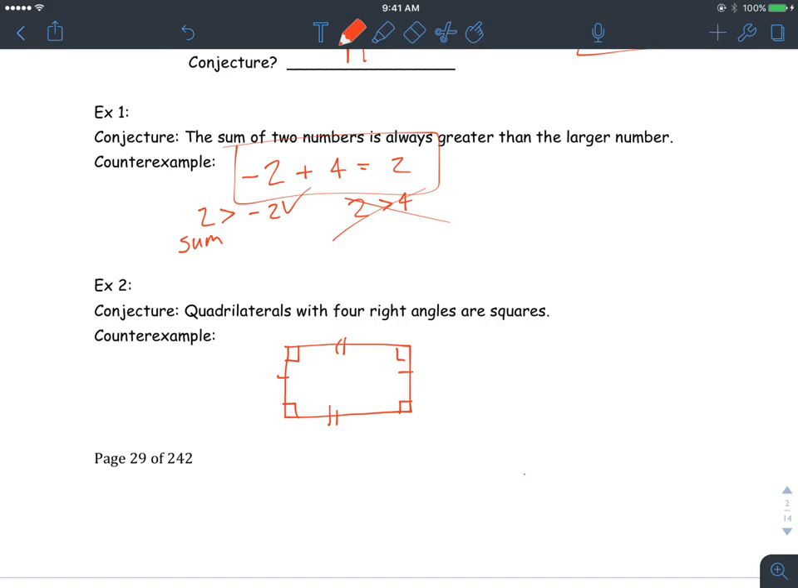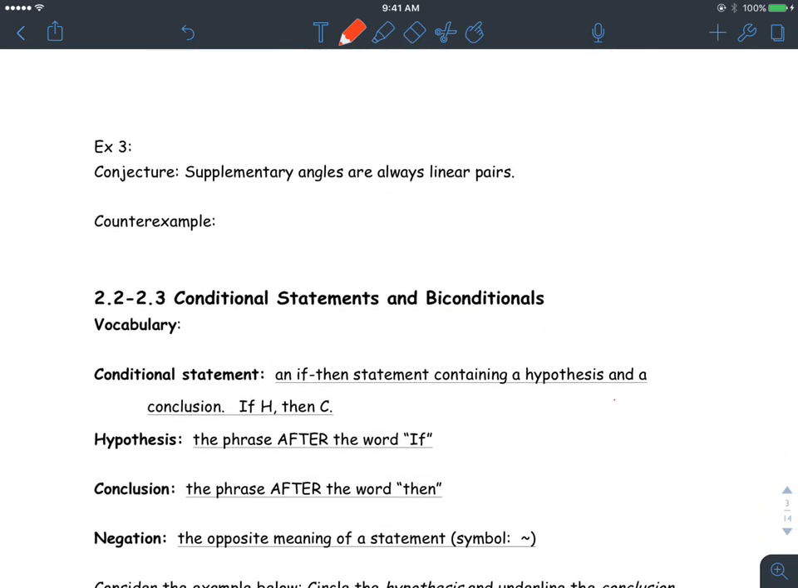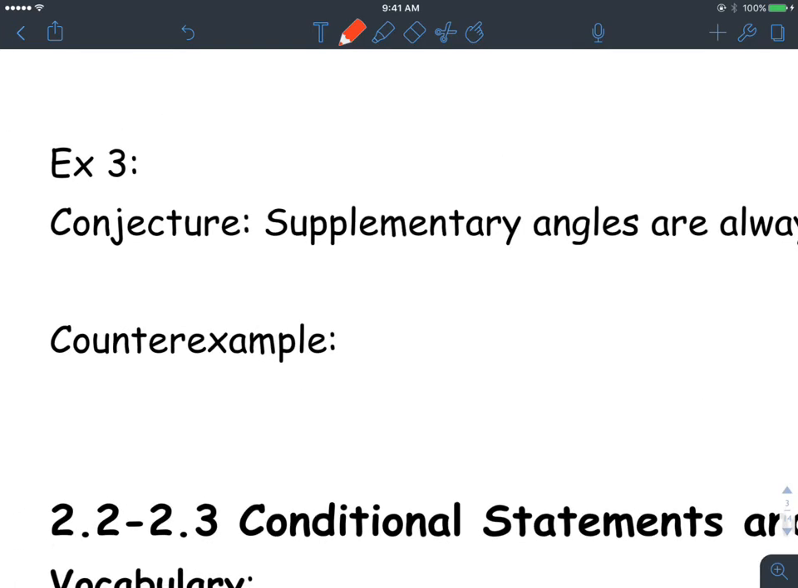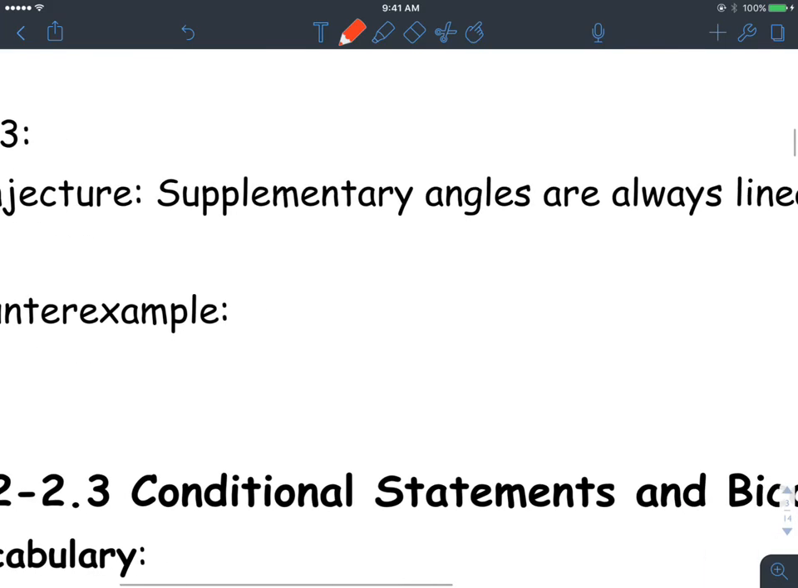Conjecture, what do we got? Sorry, I was flipping over my hard copy of my notes. What do we got? Supplementary angles are always linear pairs. Right. Now, we kind of talked about this a couple of days ago. This is somewhere in the middle of Unit 1. Supplementary angles.